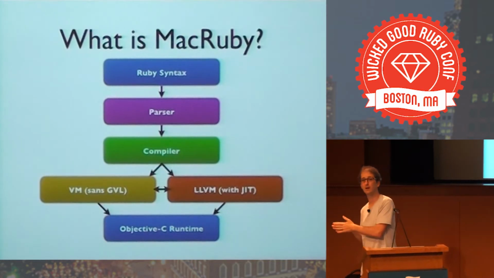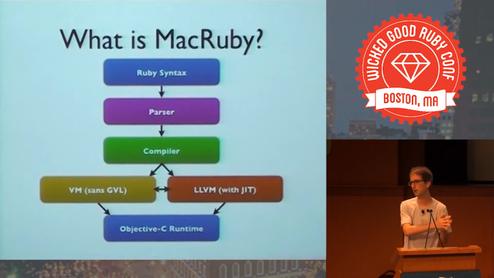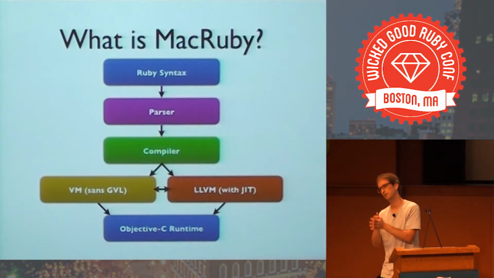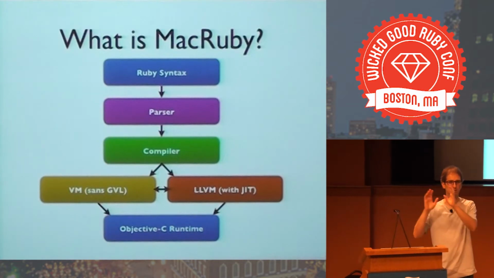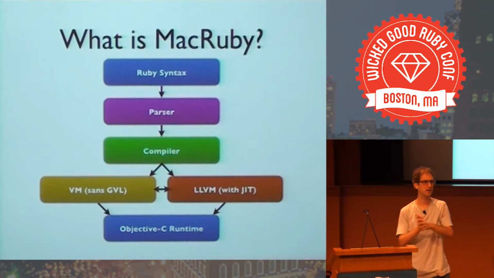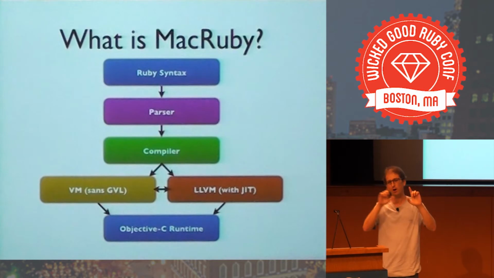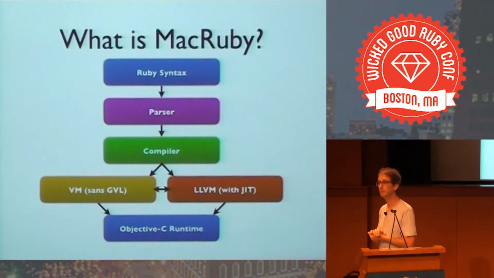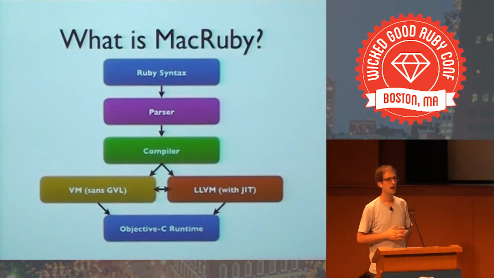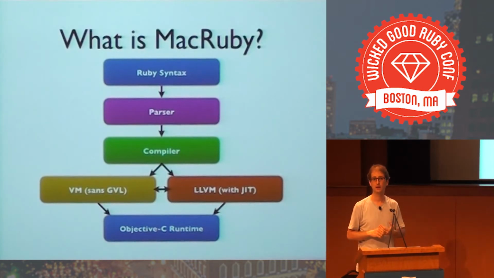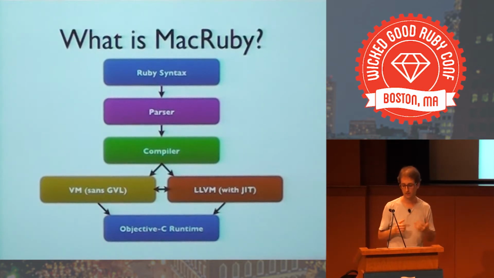And then we also use LLVM to turn Ruby code into bit code, which then eventually gets turned into native code. The whole time, the code that's getting compiled with LLVM and the virtual machine itself are interfacing with the Objective-C runtime to coordinate, again, object creation and method definition. And this is what allows us to seamlessly interact with Objective-C libraries.